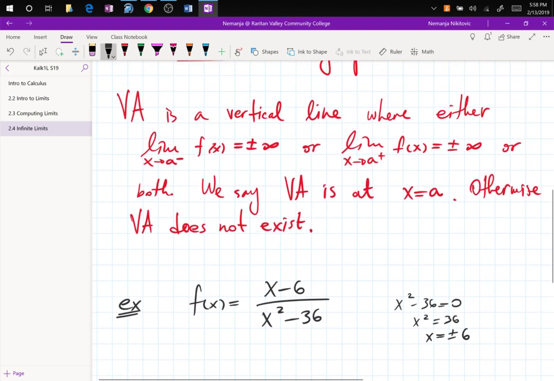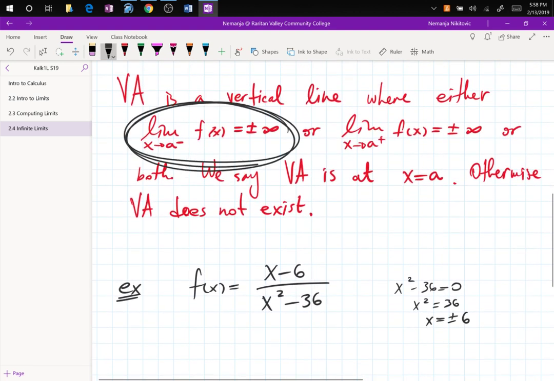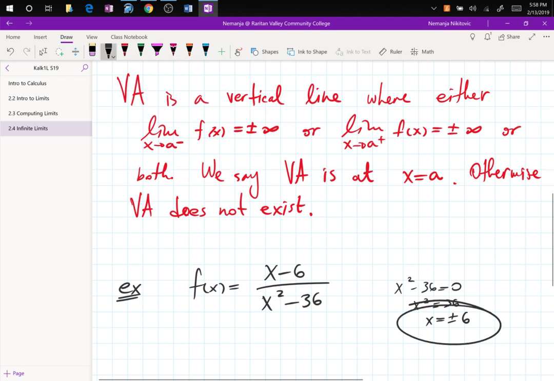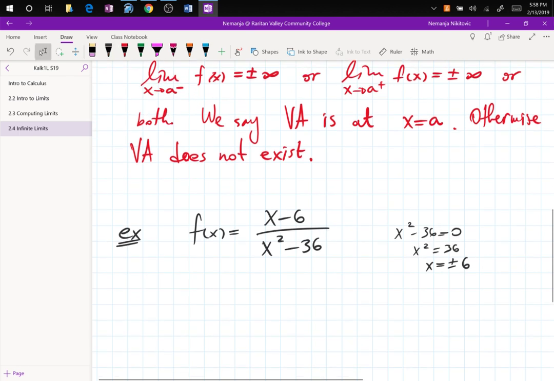So we know that we are supposed to just take the limit, and if we get infinity on the end of any kind, it's a vertical asymptote. So it's very simple. You calculated the point A, so we're going to go and test x goes to negative 6, x goes to 6, and be done.